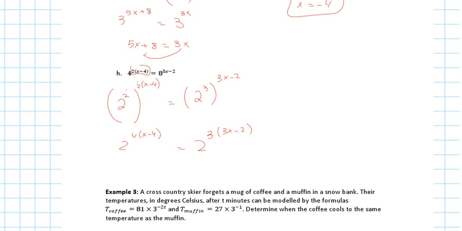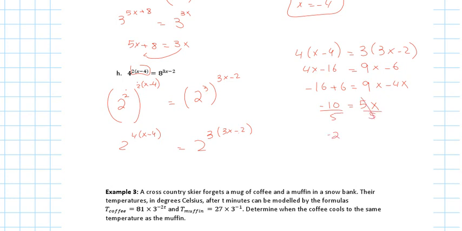Okay. Now I can drop the base and just keep the exponent. So that will be 4x minus 4 equal 3x minus 2. So let's expand. That's 4x minus 16 equal to 9x minus 6. Bring the like terms to the same side, so I have negative 16 plus 6 equal to 9x take away 4x. So brought the negative 6 over, brought the 4x. So that's going to give me negative 10 equals 5x. Divide by 5, and then x equals negative 2.